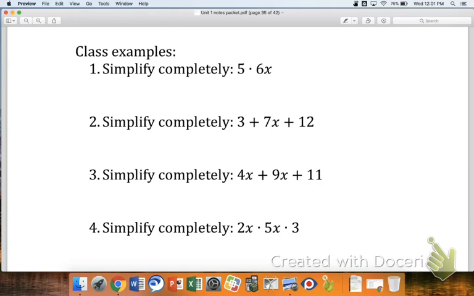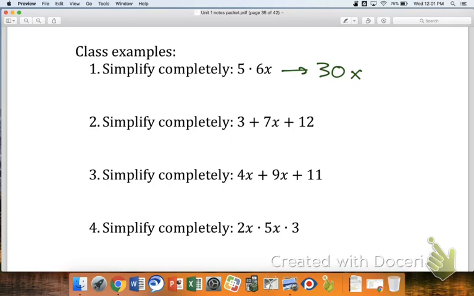Wondering if anybody feels like maybe they have this. 5 times 6x. Any ideas on what 5 times 6x would be? Go ahead, Whit. 30x. 30x is right. So when you are multiplying two factors like this, they do not have to be like terms. 5 times 6x, that basically just means you have 5 6x's. That ends up being 30x. So 30x is right. Nice job. Any questions on that one?